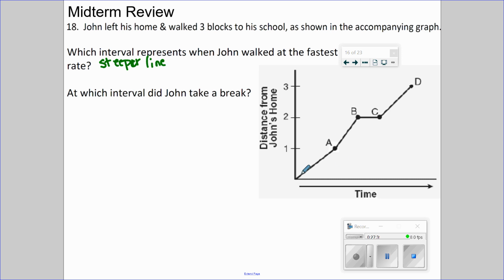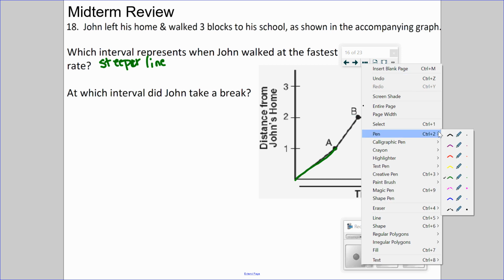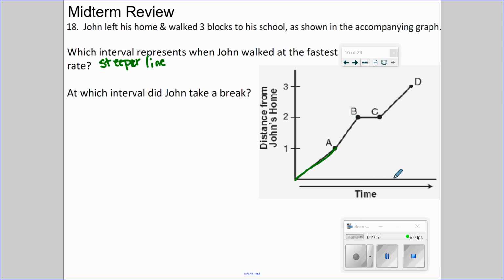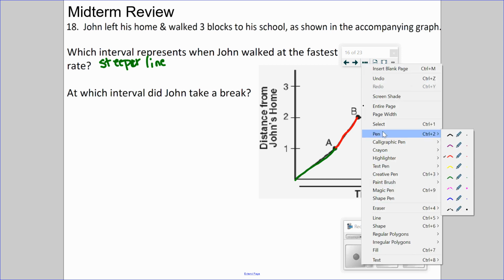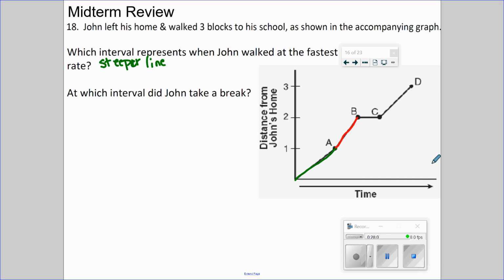So if I look at A, from 0 to A, it's going upward, it's increasing. But then A to B, it looks a little bit steeper. So let me mark that. That means he was walking a little bit quicker. And then we have B to C as a horizontal line. Means not really anything's happening. Time is passing, but he's not increasing any distance.